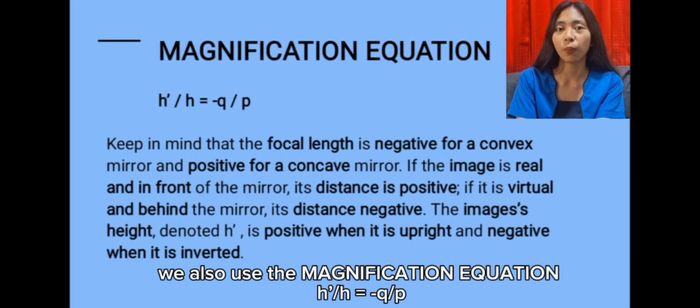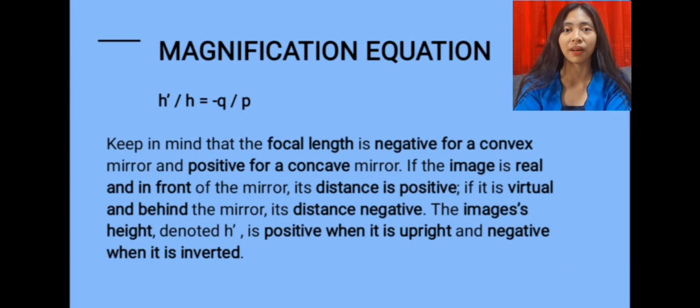Now, keep in mind that the focal length is negative for a convex mirror and positive for a concave mirror. If the image is real and in front of the mirror, its distance is positive. If it is virtual and behind the mirror, its distance is negative. The image height, denoted by h', is positive when it is upright and negative when it is inverted.